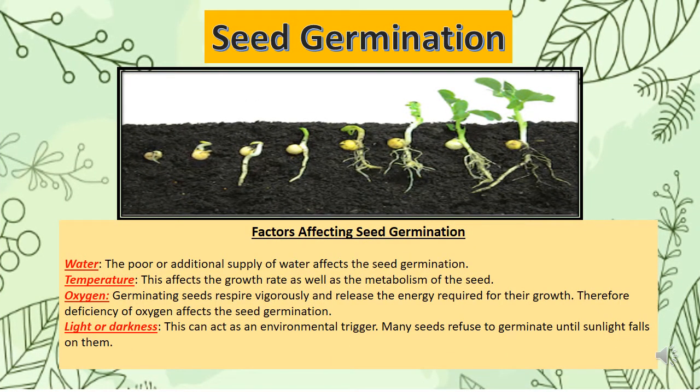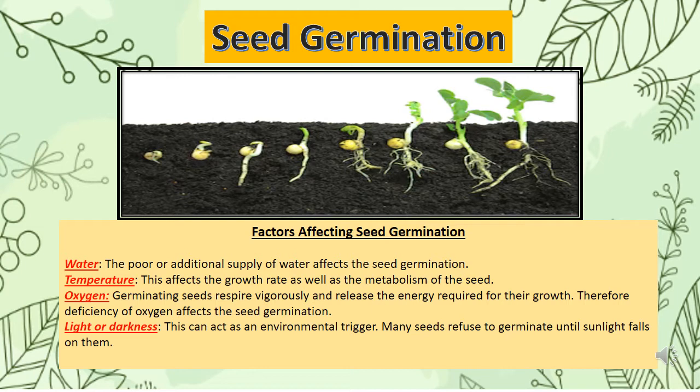Seed germination is the process of emerging a new plant from seeds under favorable conditions. And here are the factors affecting seed germination. Water. The poor or additional supply of water affects the seed germination. Temperature. This affects the growth rate as well as the metabolism of the seed.